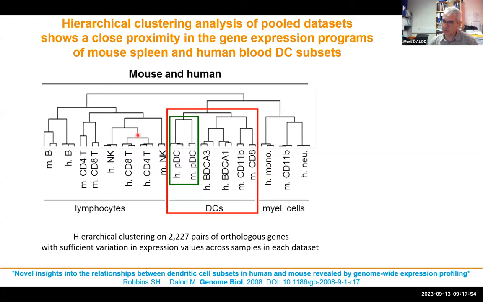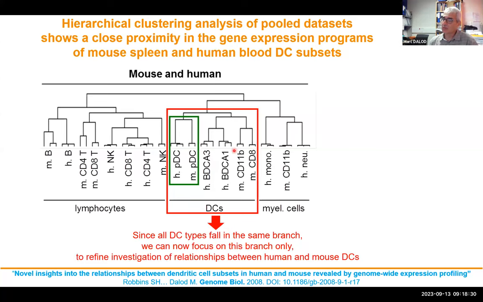And what you can see is that when you pool everything together, you get a clustering tree where all the human and mouse lymphocytes make a sub-branch of the tree. And then all the human and mouse myeloid cells and dendritic cells make another sub-branch of the tree. And within this second branch, you have the DCs within a sub-branch away from monocytes, neutrophils, and macrophages. So it shows that, including for plasmacytoid DCs, there is a stronger transcriptomic similarity between DC types compared to one another as compared to monocytes, macrophages, or lymphocytes.